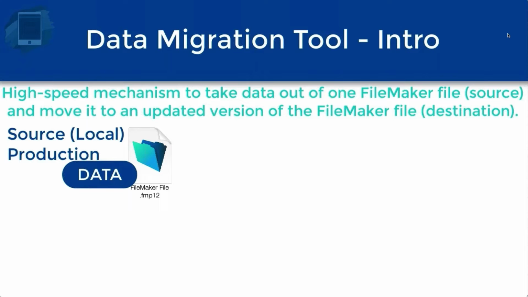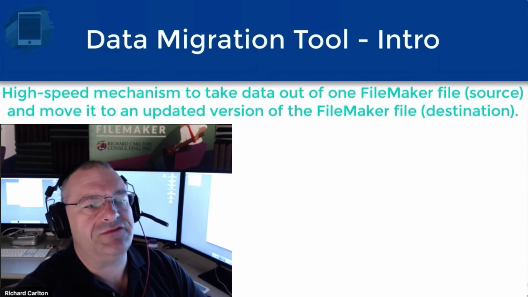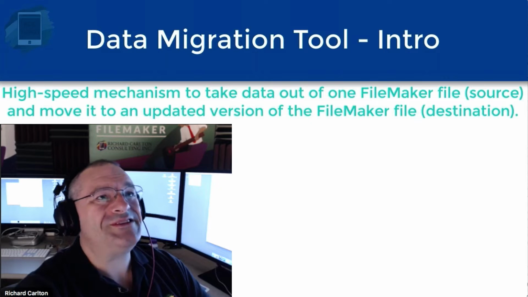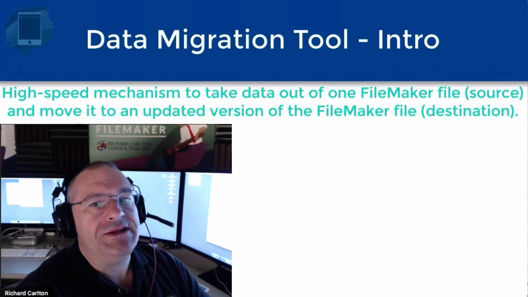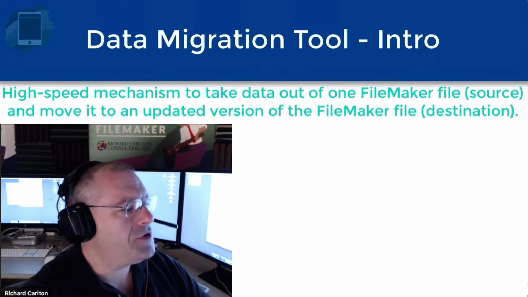Right on. So what I'm going to do is spend a couple minutes outlining the case for the data migration tool. The data migration tool is a new piece of software that came out of FileMaker with the 17 release. And what it does is it moves data from point A to point B. Let me explain what I'm talking about.